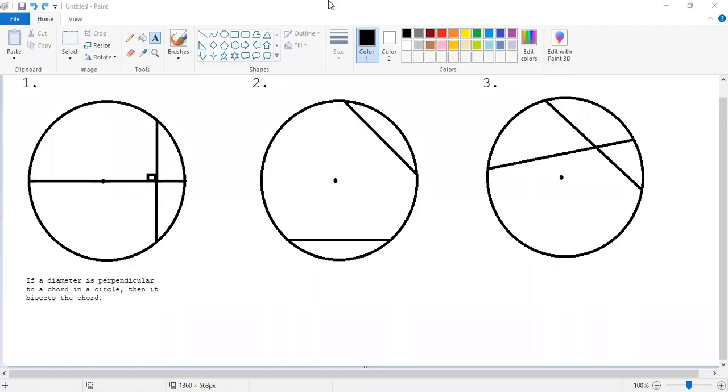Hello, I am here doing a video for you guys about theorems about chords. So we have three different ones that we're going to cover today. I'm going to go ahead and start with the first one.